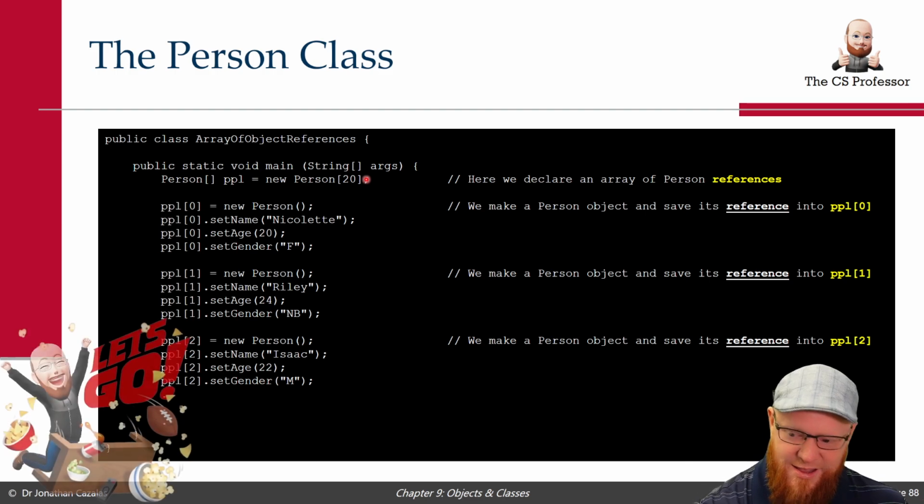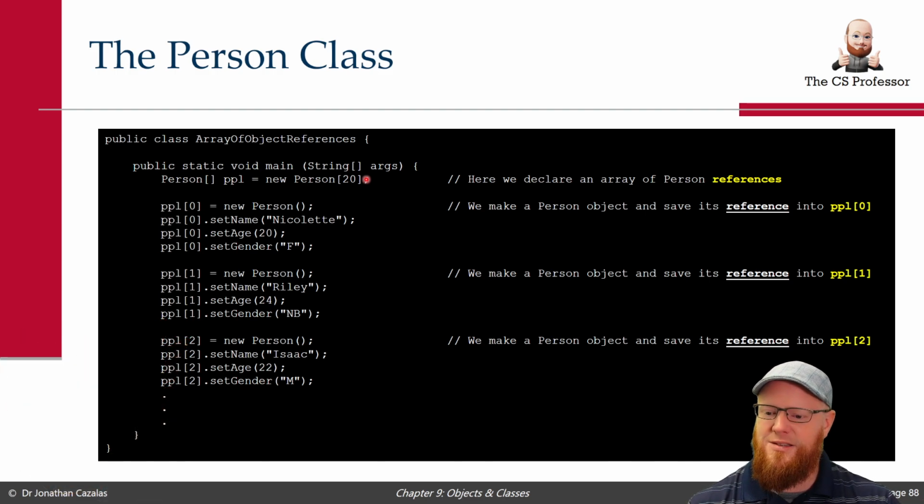Final slide. Let's go. What is this slide simply depicting? I've made this array of person references of size 20. I saved the address of that array into people, PPL, and I've made 3 individual person objects. Here I make a new person object. I save it to index 0. And now look at how I reference that person object. I say people at index 0 dot set name Nicolette. People at index 0 dot set age 20. People at index 0 dot set gender F.